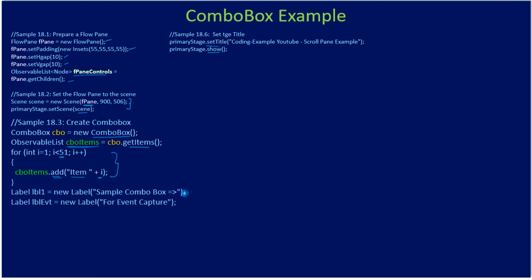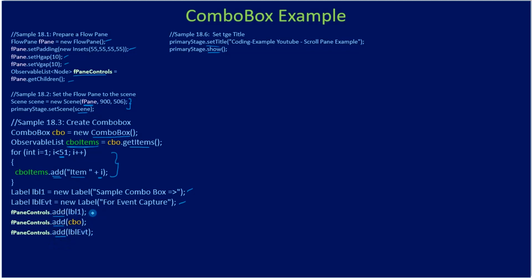Next we create a label, and this one is to capture the selection change event. So there are 2 labels we are creating. And finally we have a pane control, right? We are adding all of our controls, label 1, CBO, and label event.